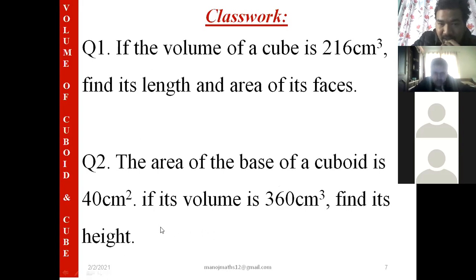H only. Then 40 centimeter square will go to divide 360 on the left side. 9 centimeter is the answer. You are absolutely right. In the formula of volume, in place of L into B, you have to write 40 centimeter square. Then on the right side there remains H, then the height value will come.